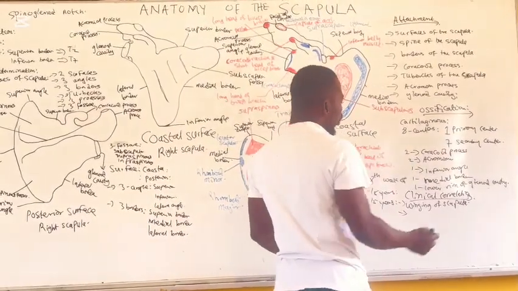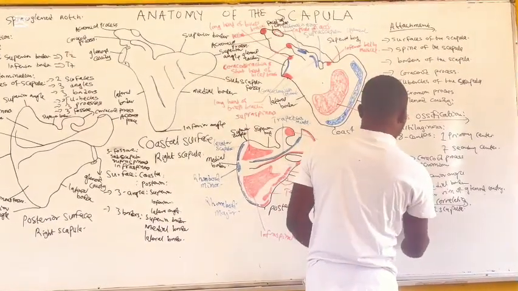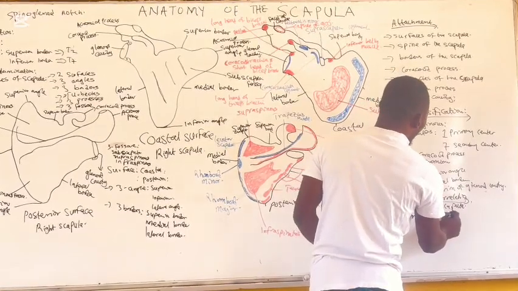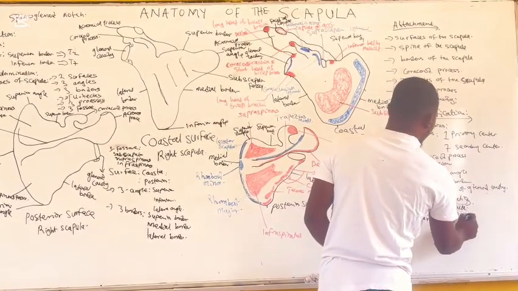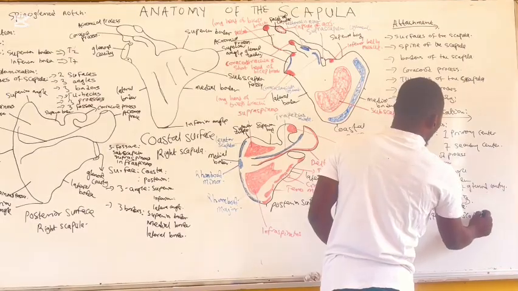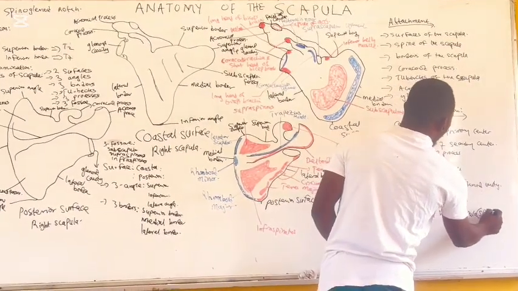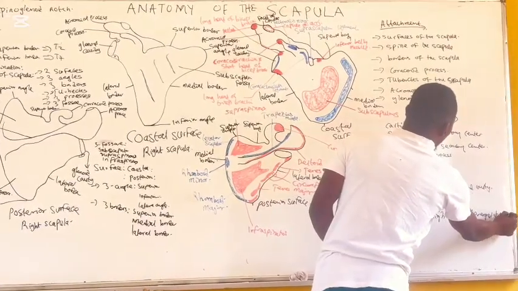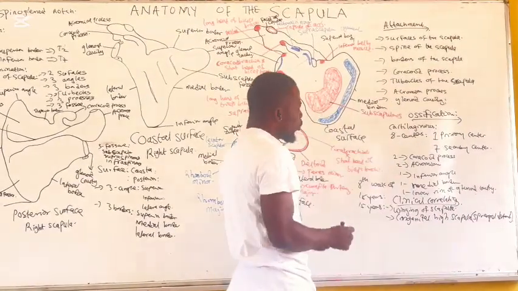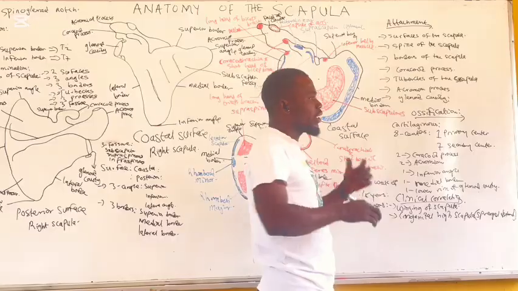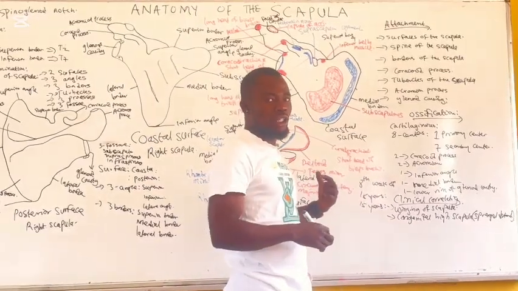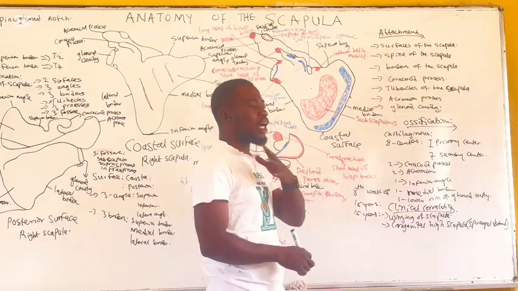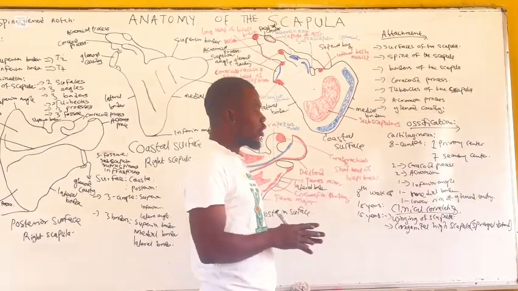Another clinical correlation of the scapula is congenital high scapula, also called Sprengel's deformity. This is the condition in which the scapula fails to descend to its normal position in the adult. The normal position of the scapula is the upper part of the posterolateral aspect of the thoracic region.